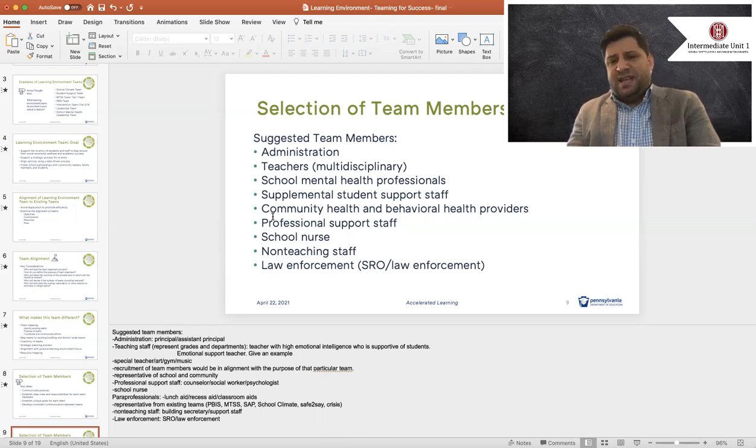Some suggested team members when you look at who should be on these teams. Definitely a building level administrator should be on, a building principal, an assistant principal, dean of students, whomever that may be and whatever that looks like. Definitely multidisciplinary teachers. So we want these teachers to represent various grade levels and departments. And we really recommend a teacher who has strong emotional intelligence, who is supportive of students.